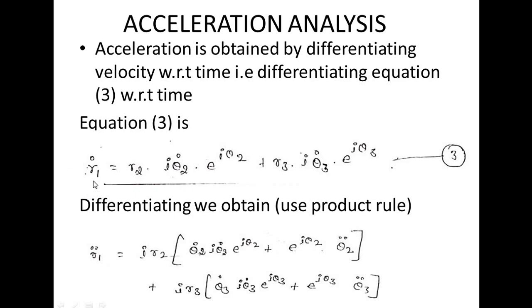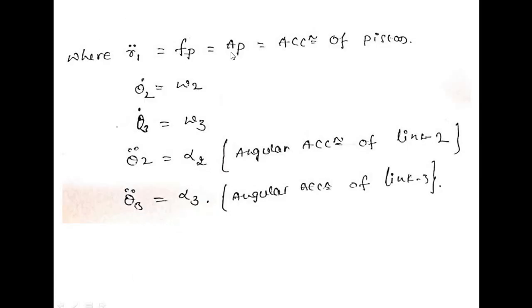So if you differentiate the velocity, we will get the acceleration. This is the acceleration of the first link. In this equation r1 double dot is nothing but ap, the acceleration of the piston, so we obtain the linear acceleration of the piston. Theta 2 dot is nothing but omega 2, the angular velocity of the crank, and theta 3 dot is the angular velocity of the connecting rod.